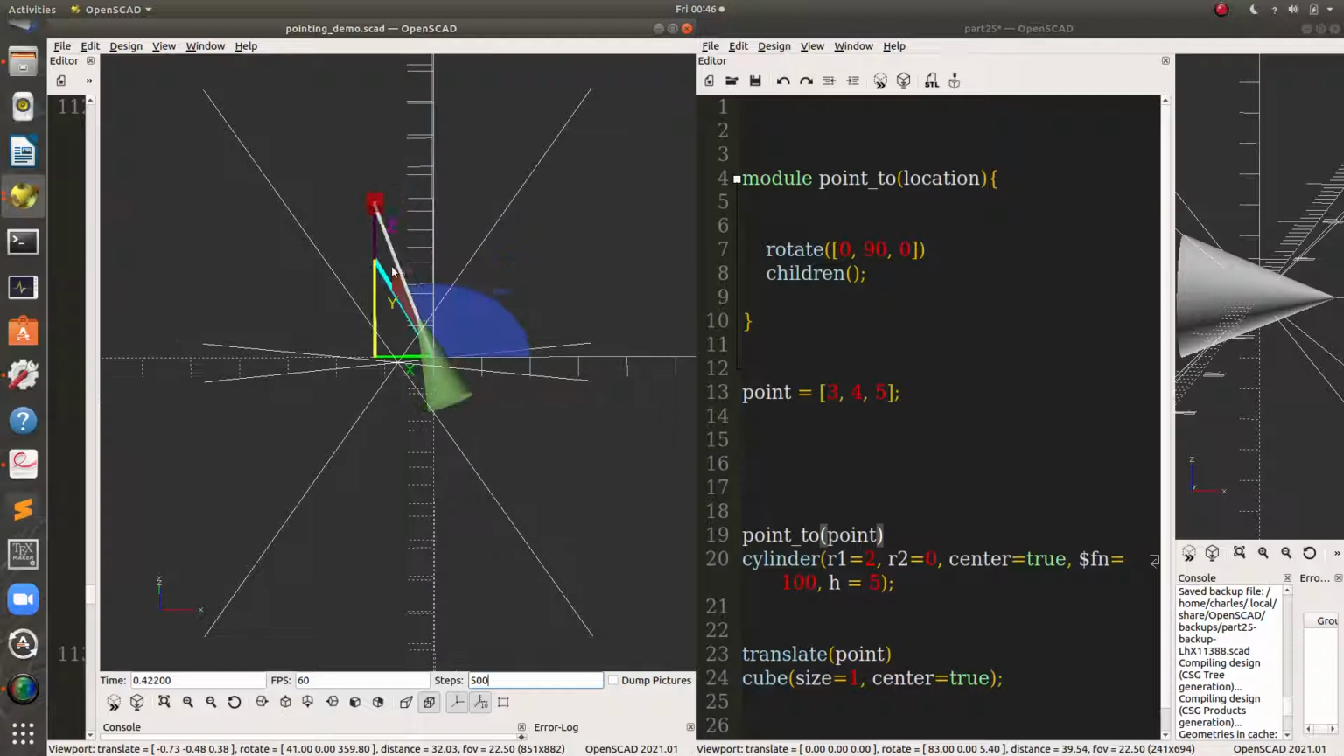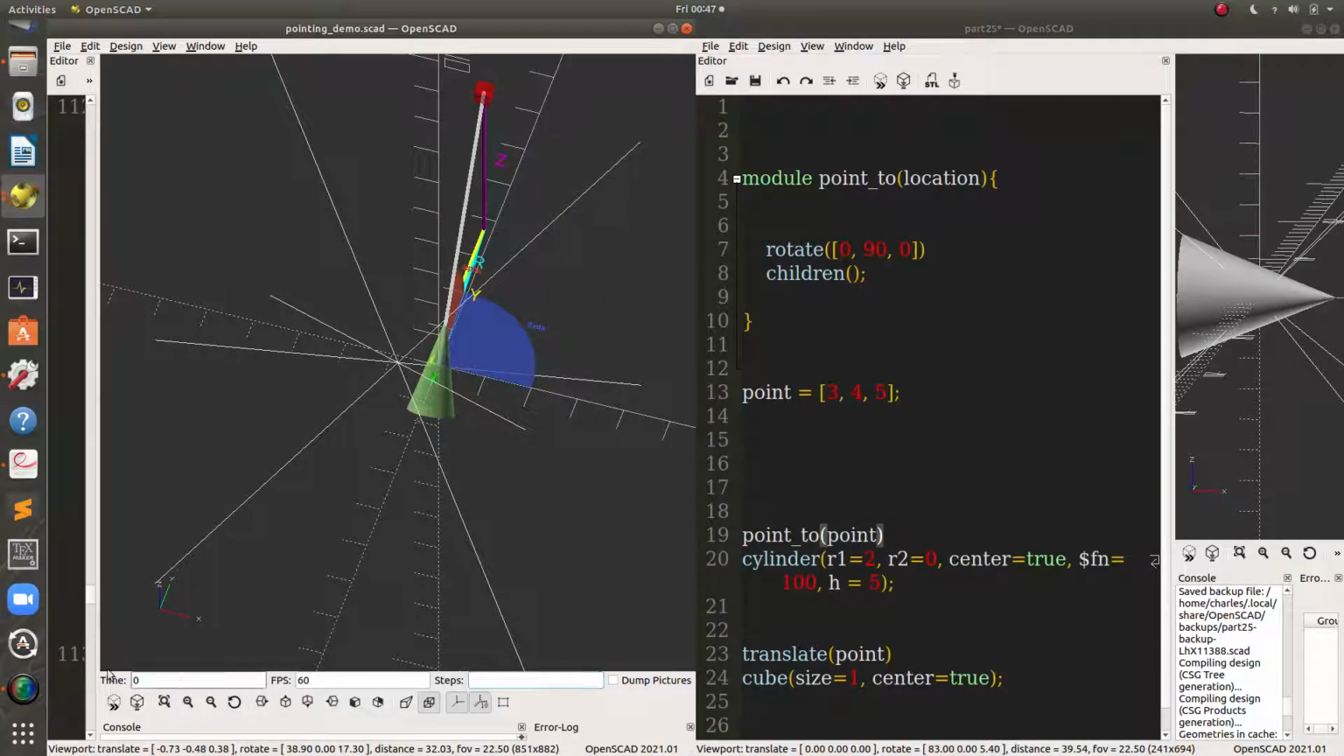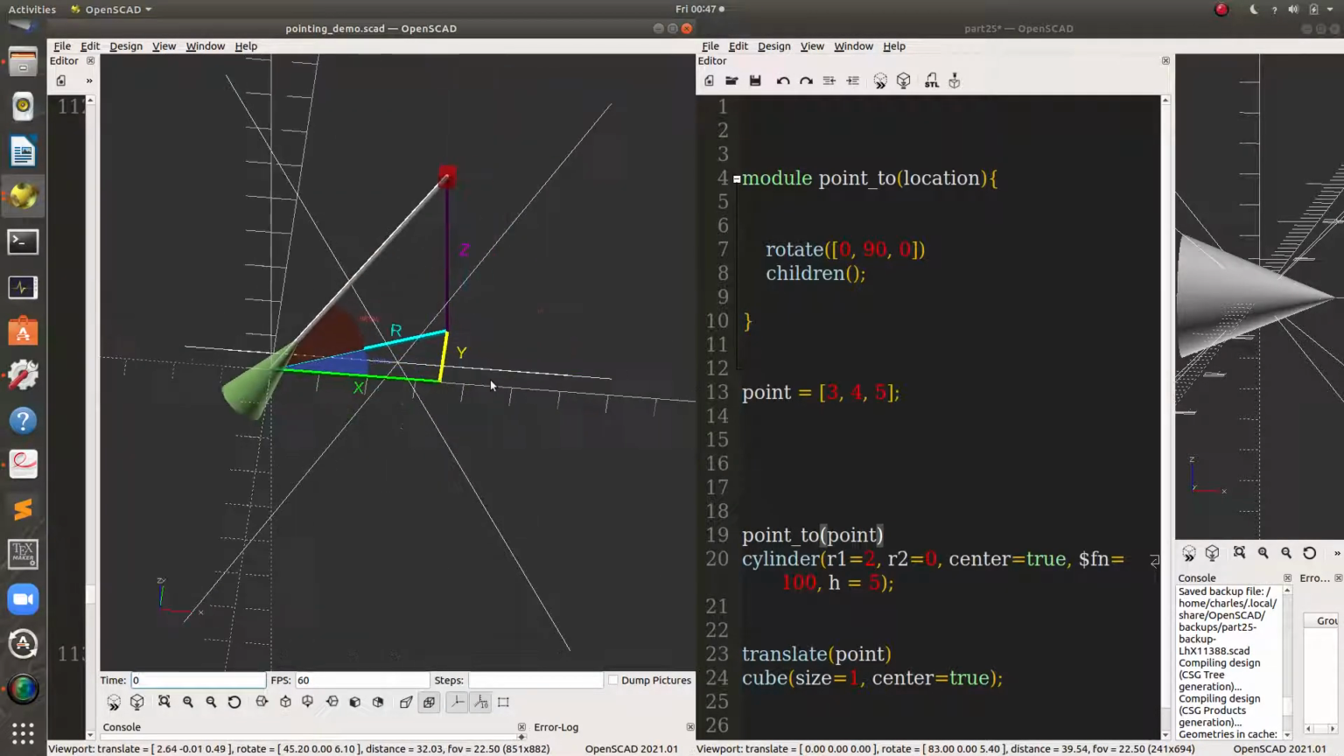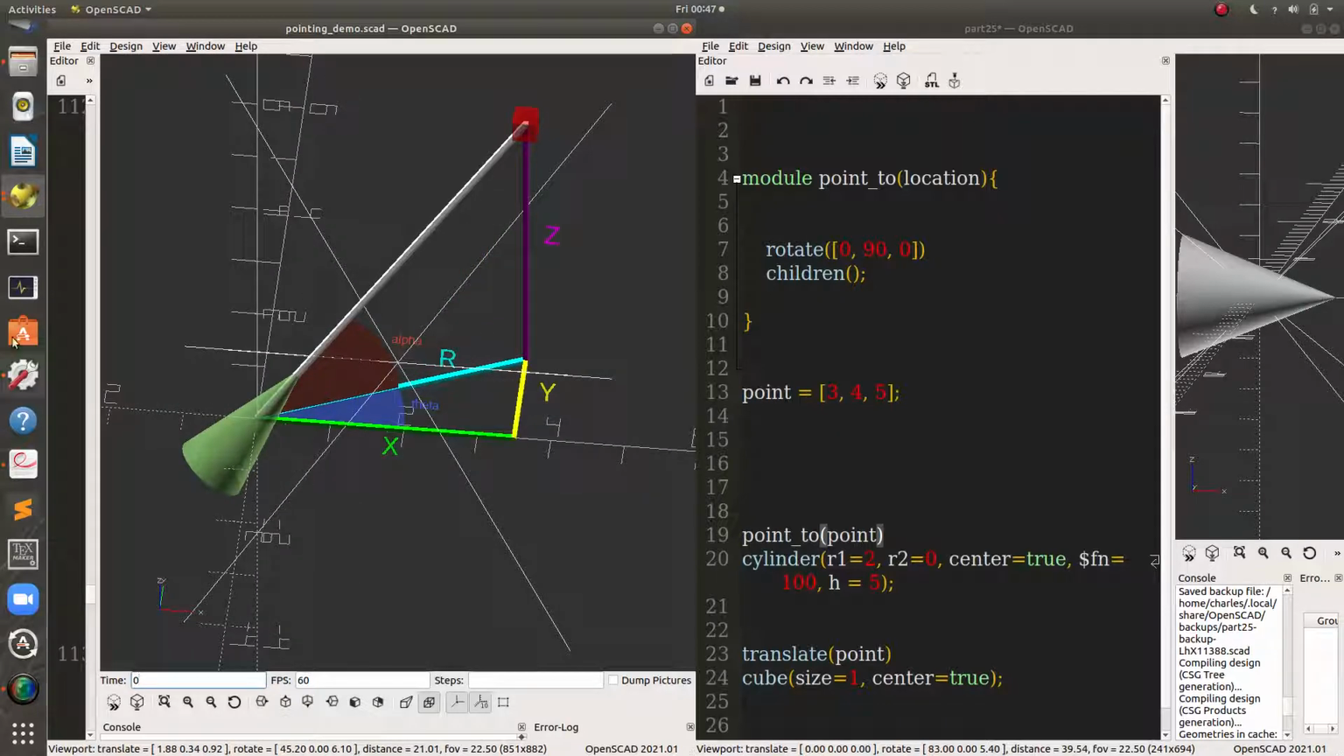So as you can see, the red point moves around, and theta and alpha change to accommodate where the point is so that the cone can point to it. Yeah, and that's pretty much it. That's what the demo does right now. Take this back to 0. There we go. So yeah, let's talk about some equations.